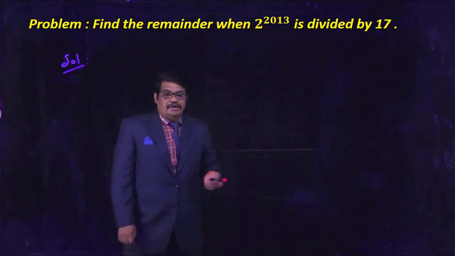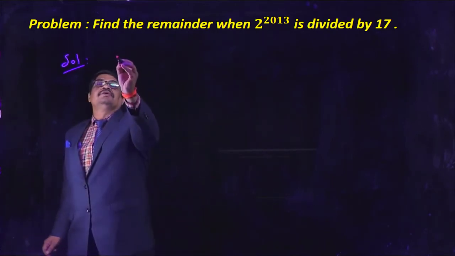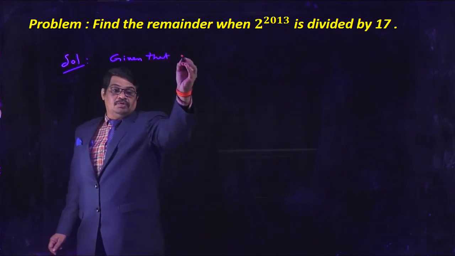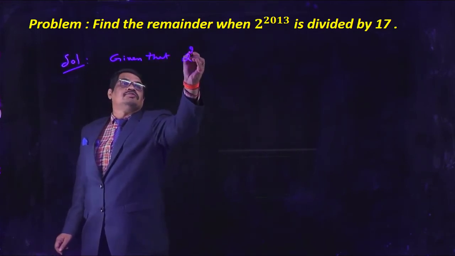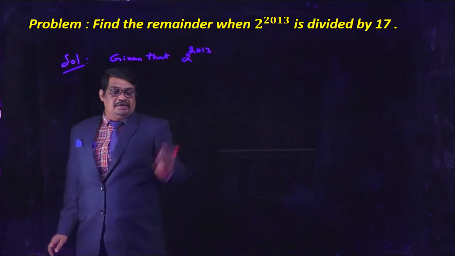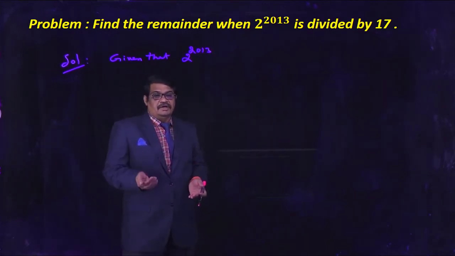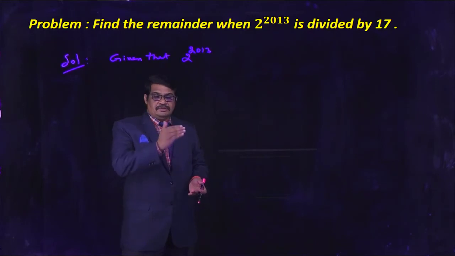What is the given number? It is given that 2 to the power of 2013 is the given number. Now we have to find the remainder when this number is divided by 17.